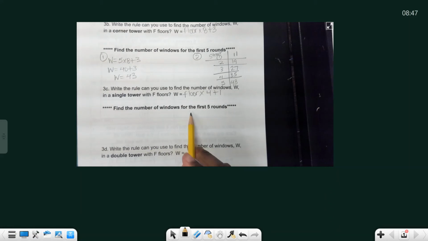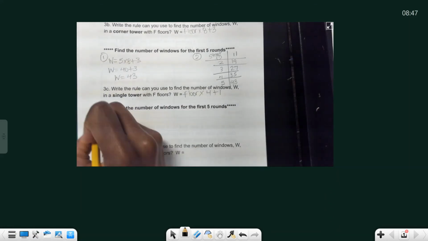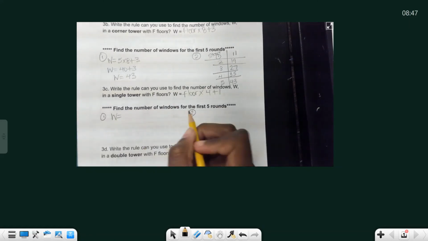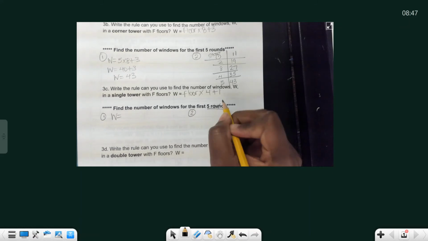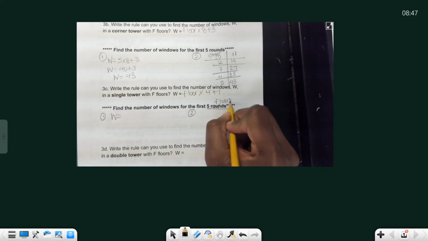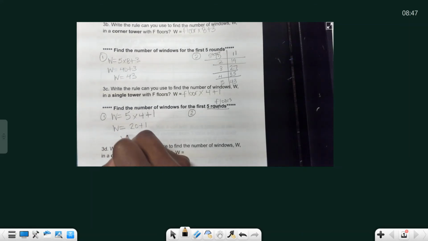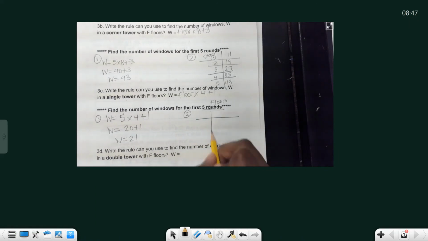Now, find the number of windows for the first 5 rounds. So W equals, and we're going to do the expression again, and we're also going to do the chart. There are 5 rounds, but we know that's actually floors. So 5 times 4 plus 1. W equals 5 times 4 is 20, plus 1. W equals 21.